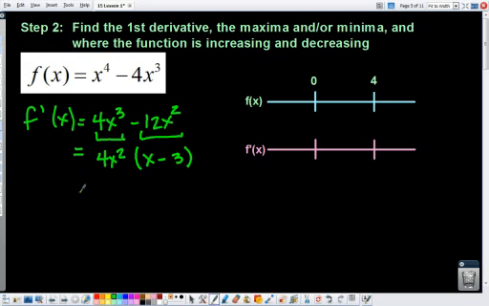Since we're trying to find the maximum or minima from the first derivative, we know that the maximum or minima occurs when the gradient or slope is equal to 0. So we're going to go ahead and substitute 0 in for f prime of x. We're going to set each factor equal to 0. So here we end up with 0 equals x and x equals 3.